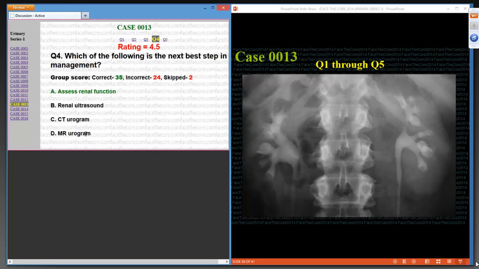CT urogram and MR urogram will show you the diagnosis and the findings, but they will not make you any wiser about what's going on. Which of the following drugs is most likely to be associated with this condition? Non-steroidal anti-inflammatory agents are the most common. And most commonly, it is found in patients with diabetes.